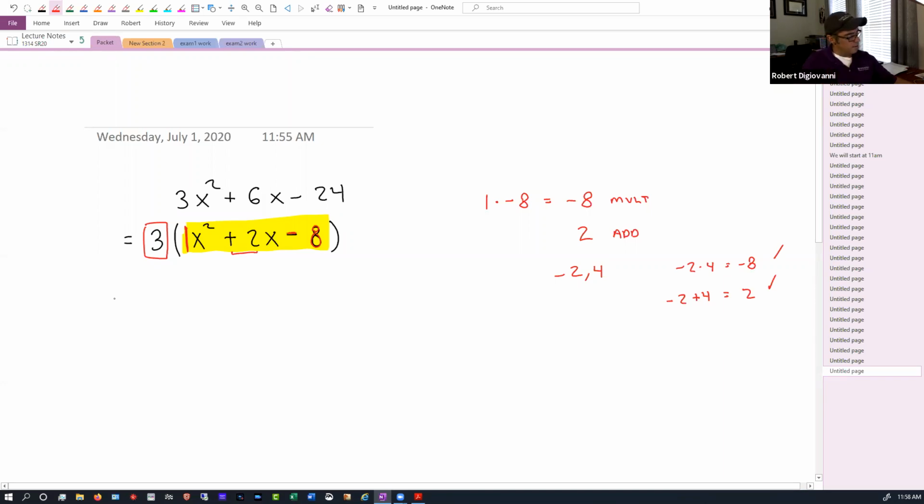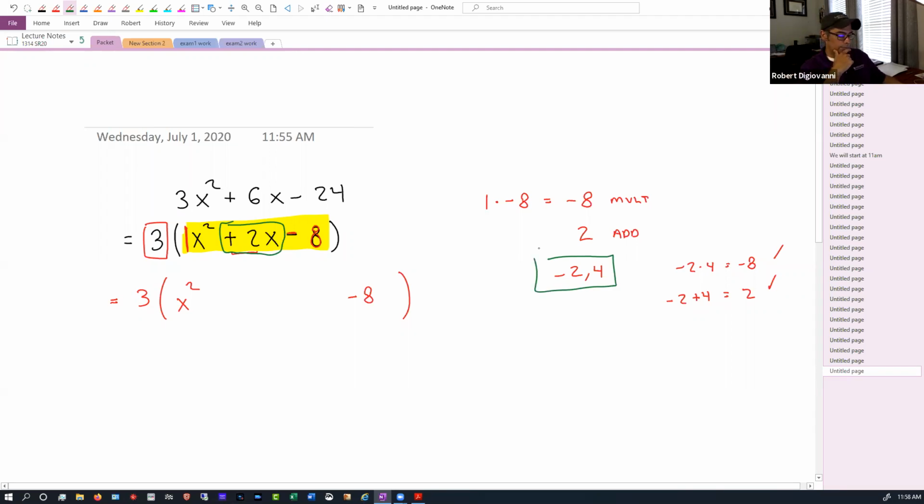Okay, so now let's use that. I'm going to come back over here. Here's my 3. Here's my parenthesis. I rewrite the x squared. I rewrite the minus 8. But that middle piece, the positive 2x, is not going to be rewritten as 2x. It's going to be rewritten as what? Got to use our numbers, right?